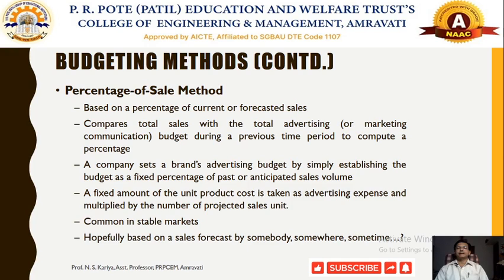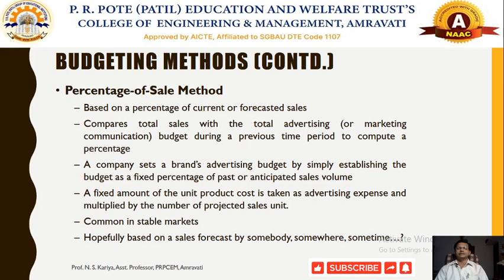Now this is called the percentage of sales method. Every year the companies calculate their forecasted sales. If the company is new, they calculate their forecasted sales, or if the company has been existing for the last few years, they calculate on the basis of their past sales. So that is called the percentage of sales method. Depending on the sales, they will decide what percentage of sales can be allocated as an advertising budget.